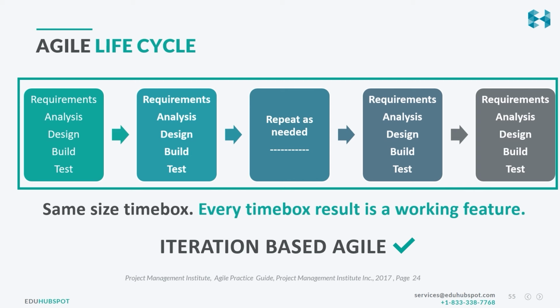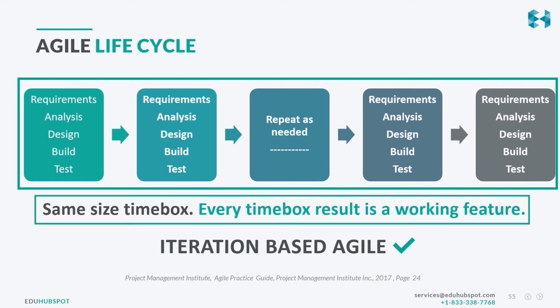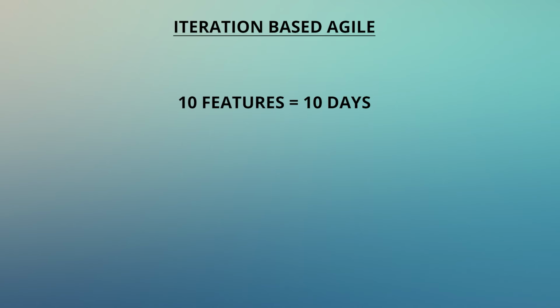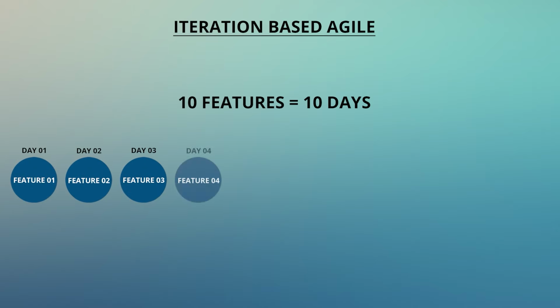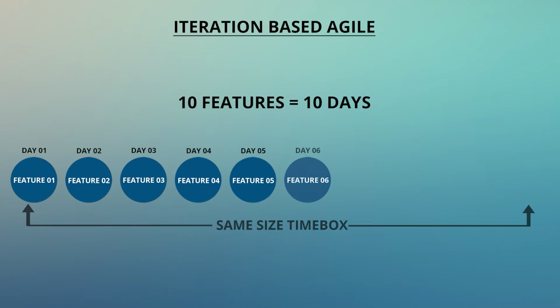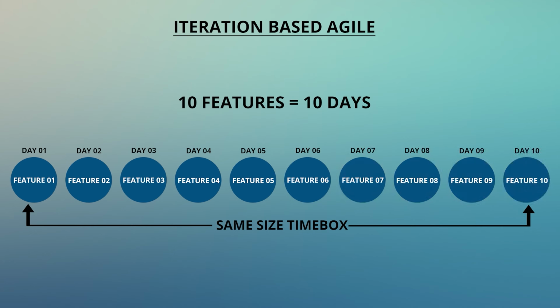But what you are doing in agile is making sure that the time frame you use to build each feature is the same. For example, if there are 10 features, you are dividing it so that these 10 features will take 10 days. Each feature will take 1 day. So we are dividing it into the same time box. And when I say time box, it's basically the time unit to do and complete a particular work.